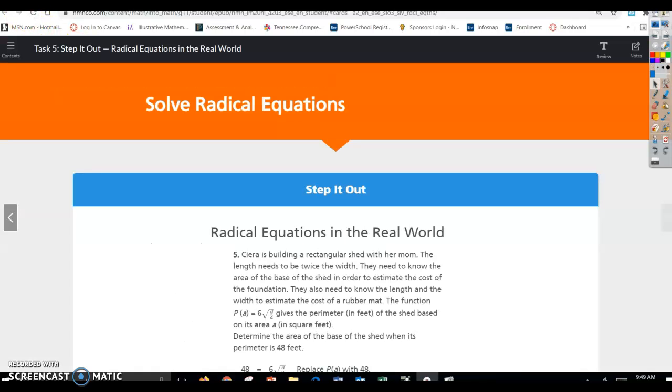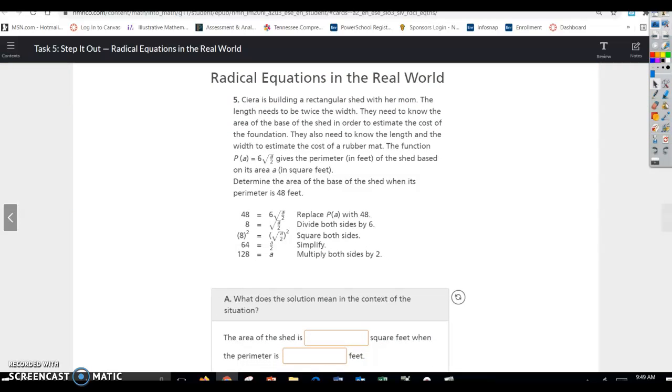Lesson 7.5, Task 5. Solve radical equations in the real world. Sierra is building a rectangular shed with her mom. The length needs to be twice the width. They need to know the area of the base of the shed in order to estimate the cost of the foundation. They also need to know the length and the width to estimate the cost of a rubber mat. The function p of a equals 6 times the square root of a divided by 2 gives the perimeter in feet of the shed based on its area a in square feet. Determine the area of the base of the shed when its perimeter is 48 feet.